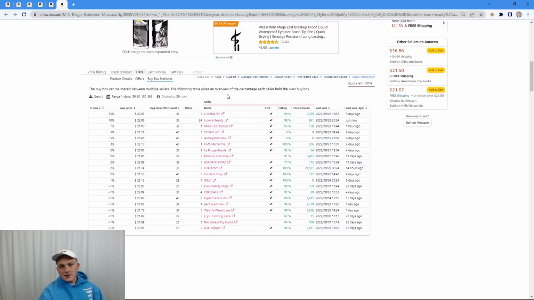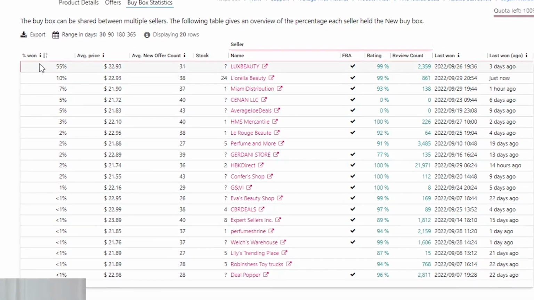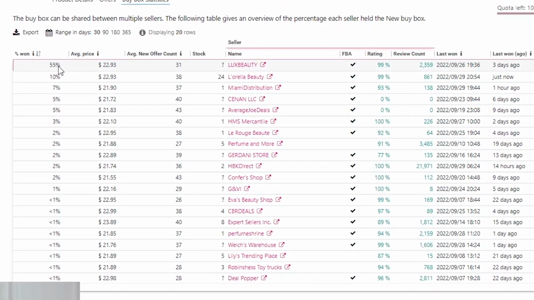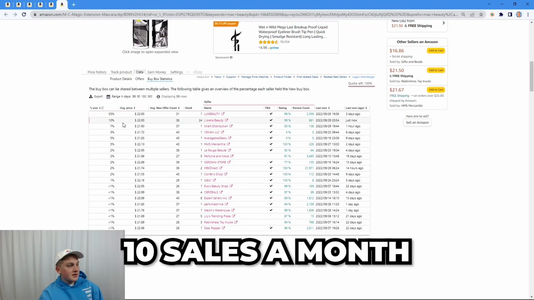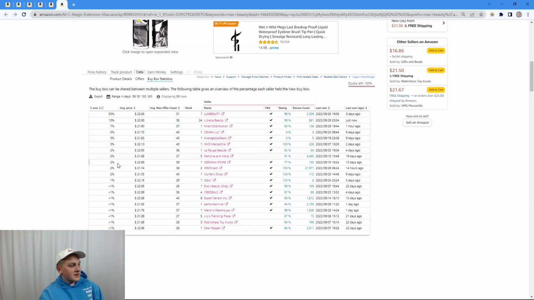Let's say that this product sells 100 times a month. We see that this seller is getting about 55% buy box share, so they're selling roughly 55 a month. This seller is getting about 10%, so they'd be getting around 10 sales a month. And we want to just be able to see, is the buy box rotating? If someone's getting 95+%, I'm generally not going to hop on it. I want to be able to penetrate that buy box and be able to get some of the sales.